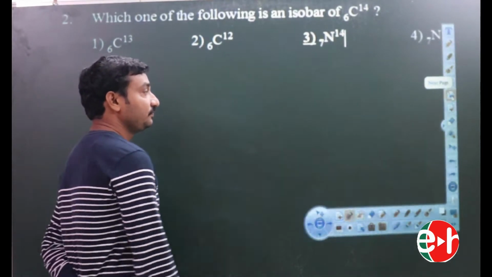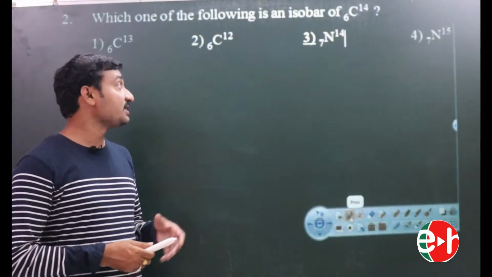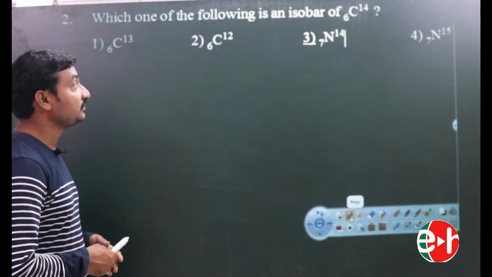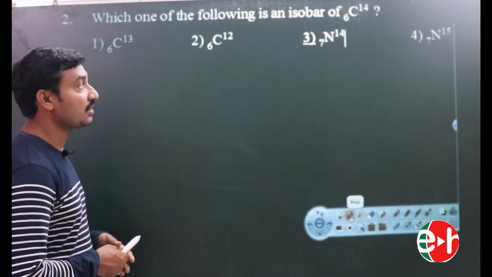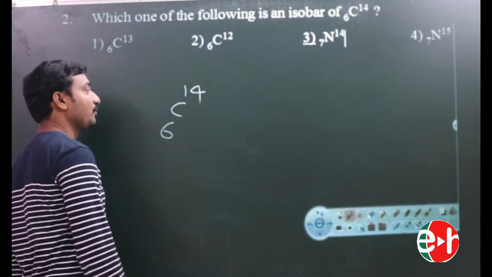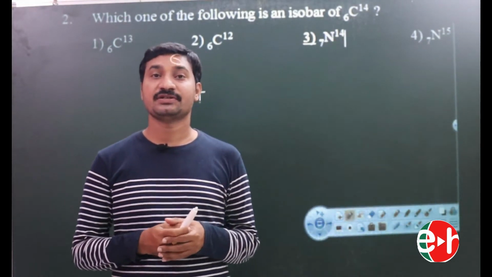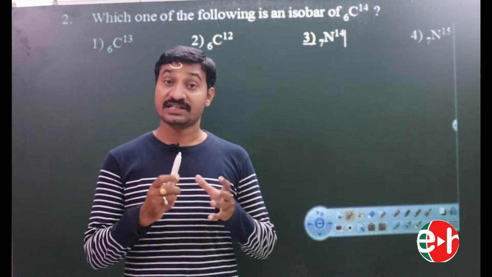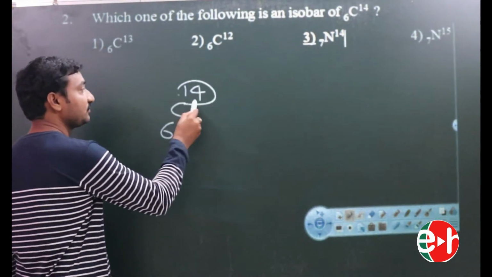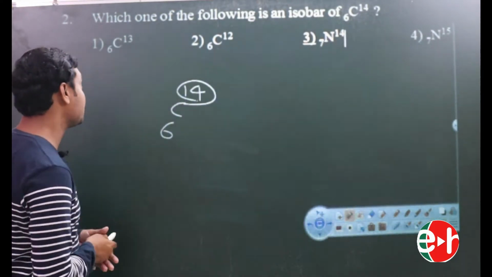See this question. Which one of the following is an isobar of carbon 6, 14? We know what are isobars? Atoms of different elements having same mass number but different atomic number. Here what is mass number? 14. Mass number 14. Now see the options.